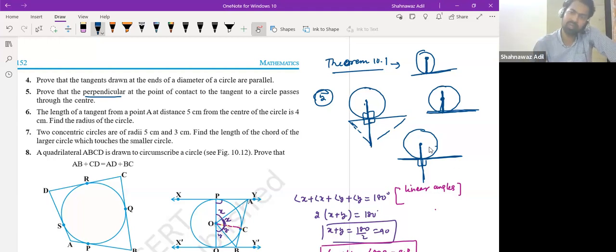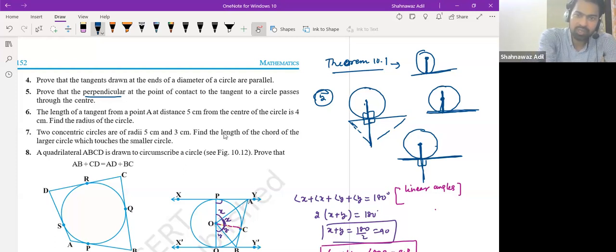So this is the simplest argument that we can write: if this is the perpendicular to the tangent, then it must be the radius. So then we can say that this passes through the center. Understood, Shaima? Yes, sir. So we can say: prove that the perpendicular at the point of contact to the tangent to a circle passes through the center.